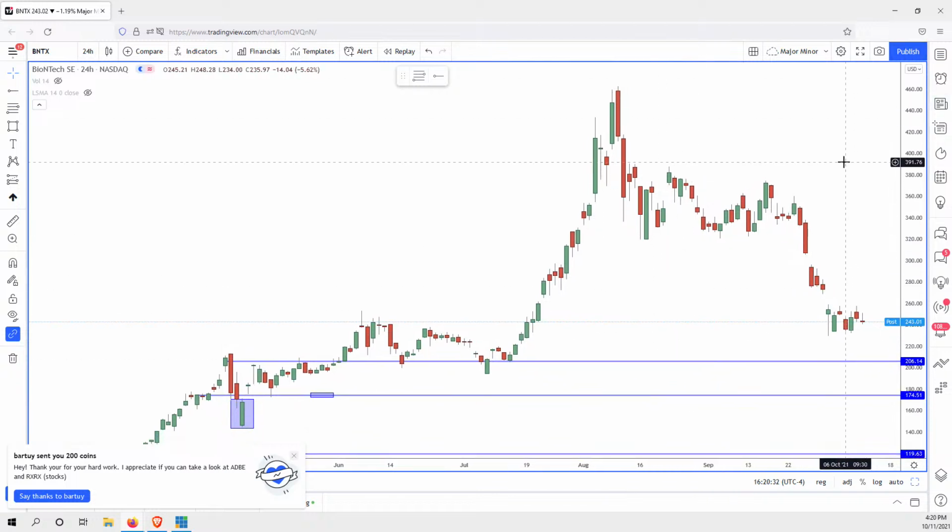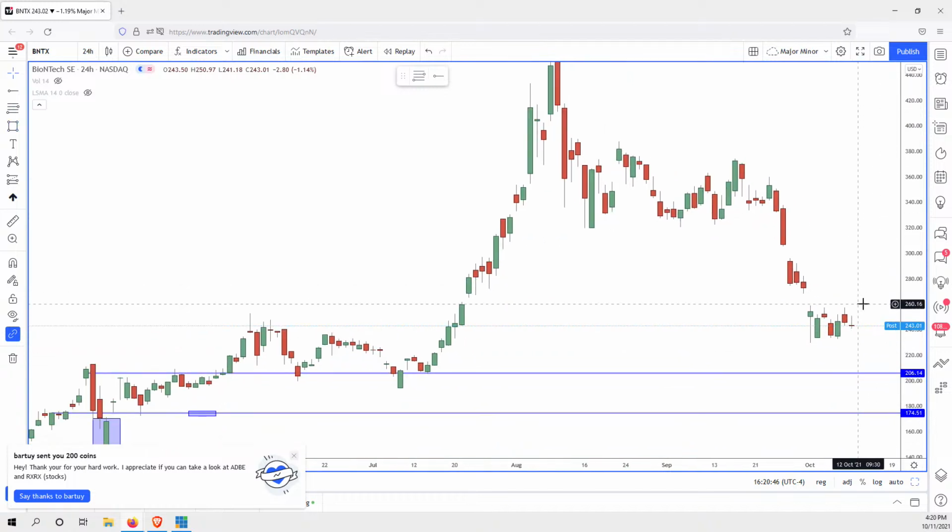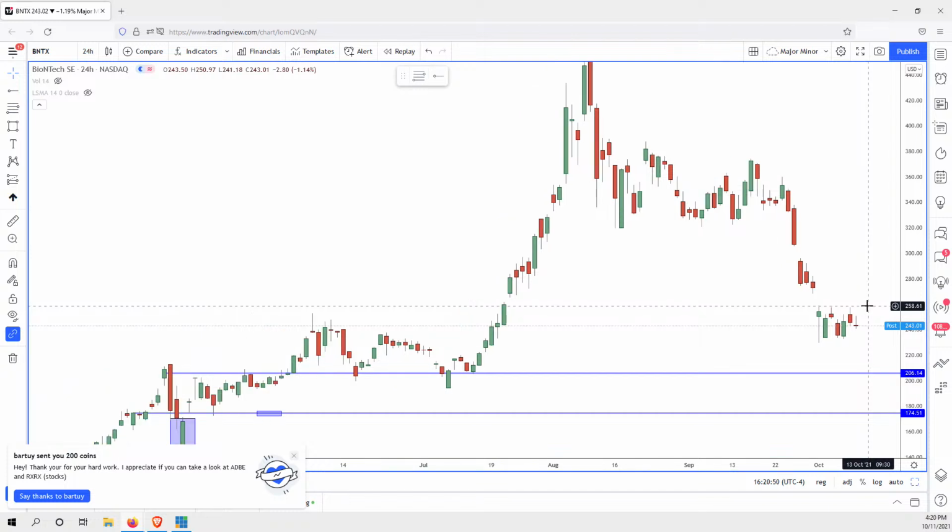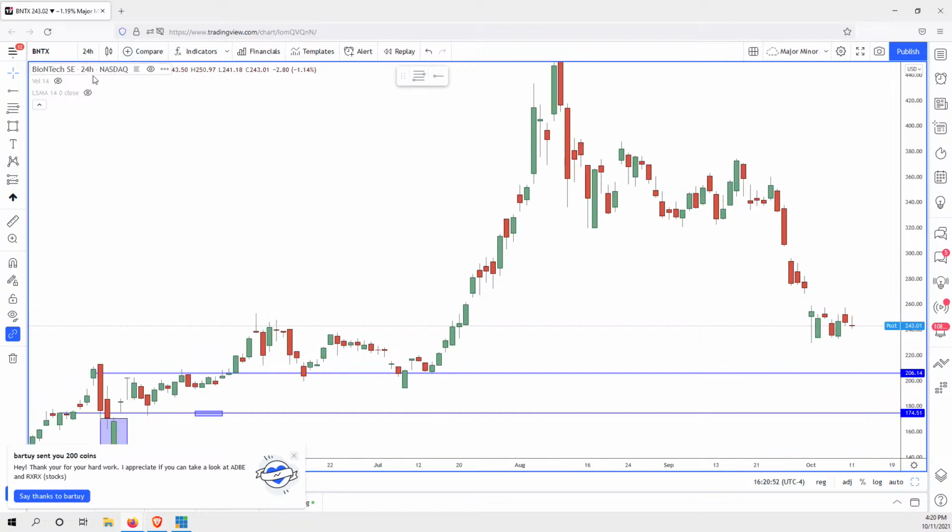Now, something like this, again, your support levels are where these lines are, okay? Right here, what is that? Around the $200 area. This is where your support is. Right now, at the moment, it's established a lower high, and it looks like it is about to take out the low, yesterday's low, Friday's low. Not good if you're long.